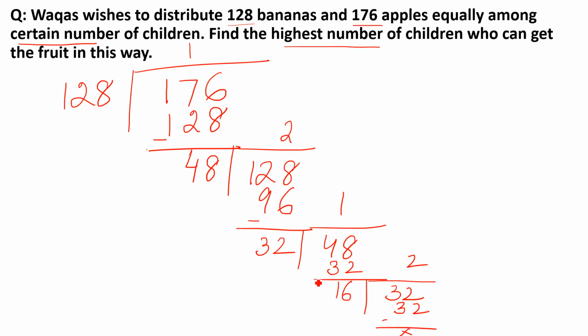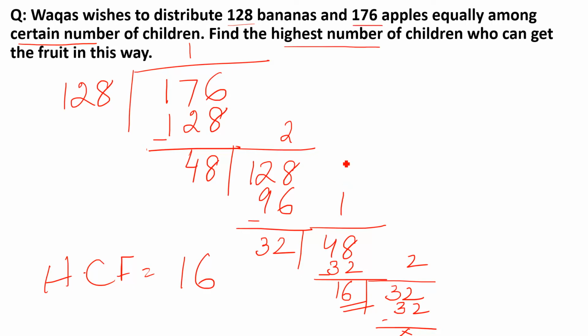I told you we have to solve this question until we get 0. So what makes it 0? 16. So 16 is the HCF, or 16 is the required number of children, a certain number of children. So there are 16 children for which Vakas distributes 128 bananas and 176 apples equally.